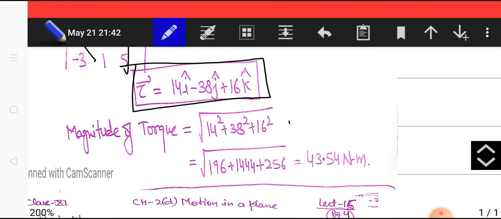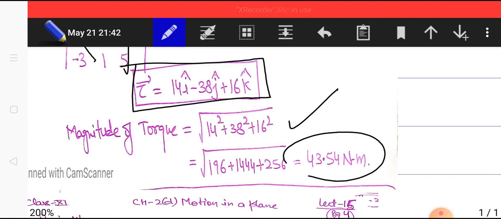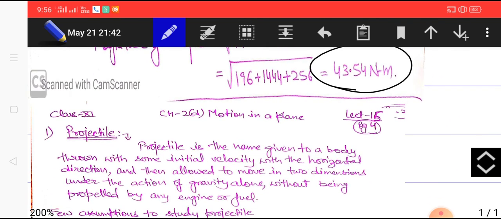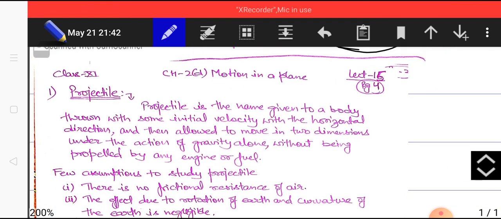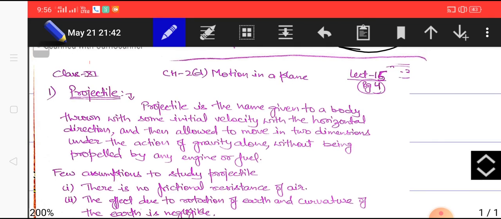And for finding the magnitude of torque, we know this formula by components of a vector in 3 dimensions. So it is 43.54 Newton meter. After this, the next derivation is from the 4th chapter, that is motion in a plane, projectile.